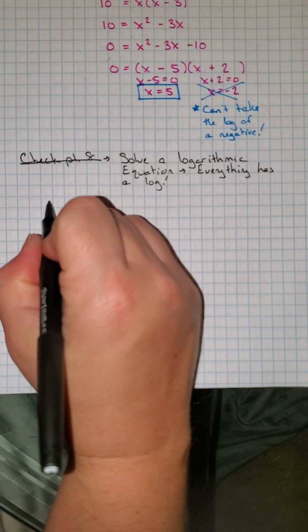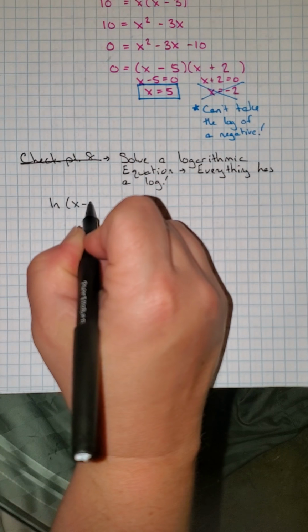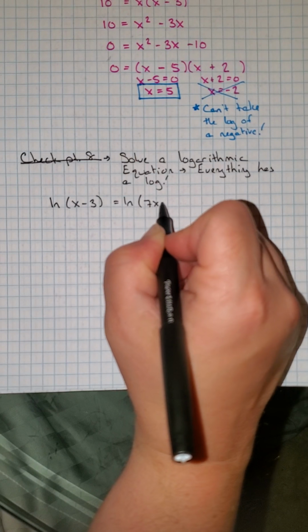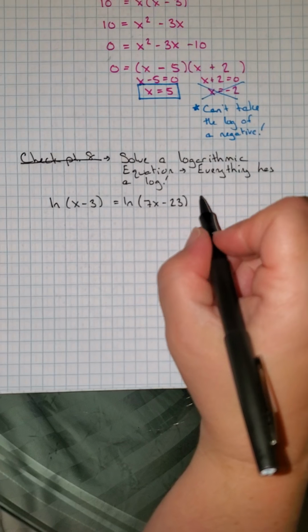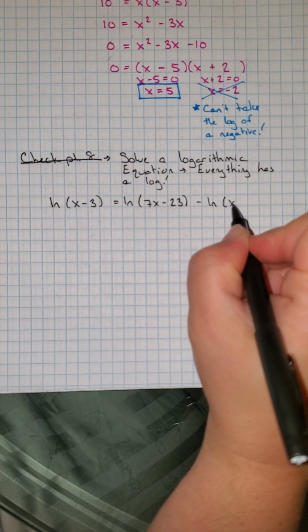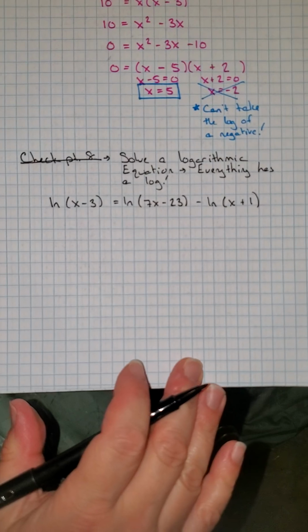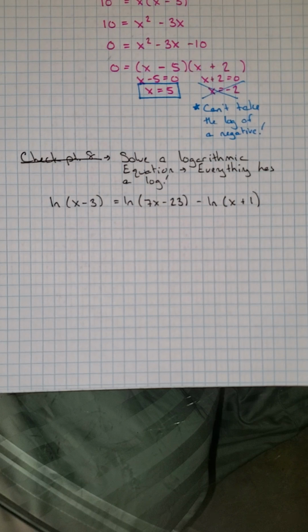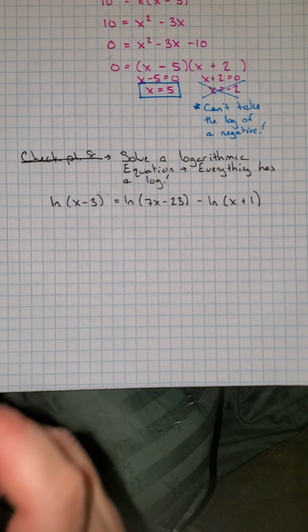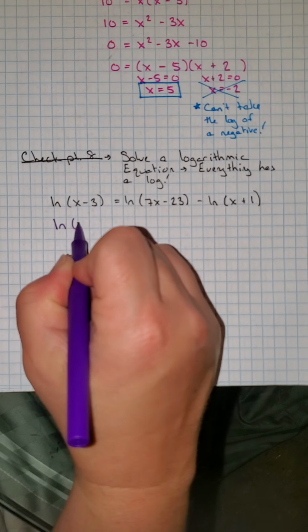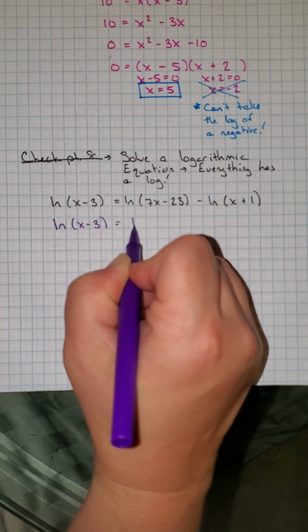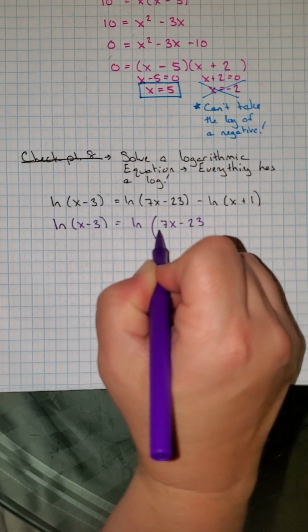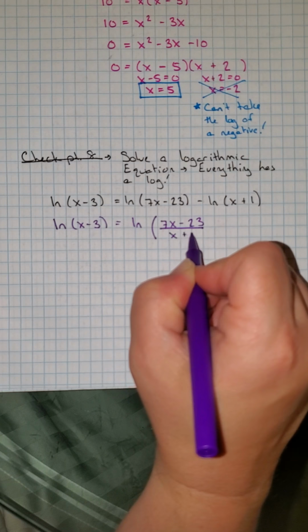Alright, so we have the natural log of x minus 3 equals the natural log of 7x minus 23 minus the natural log of x plus 1. So everything has a log. So we have 2 logs with a minus on the right hand side. So 2 logs with a minus becomes division. So on the left we have the natural log of x minus 3. On the right will be the natural log of 7x minus 23 divided by x plus 1.